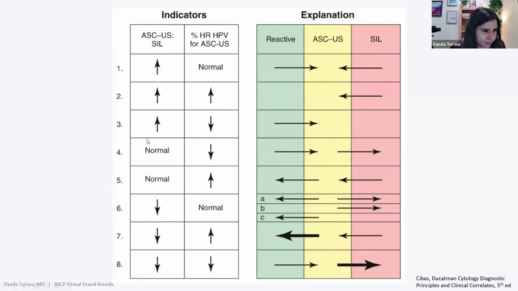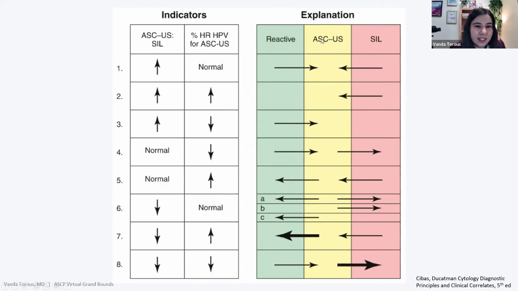So you can see based off of the SIL ratio, you can have it either be increased for a number of reasons. It could be normal or it could be decreased. But then by looking at the percentage of high-risk HPV for ASCUS, we can start to tell, well, what's the underlying reason that this is occurring? So for instance, if we take the first one where the ASCUS-SIL ratio is increased, however, in this case, the person's high-risk HPV for ASCUS is normal, this may be because the person is both overcalling reactive lesions as ASCUS, but also undercalling SIL lesions as ASCUS.